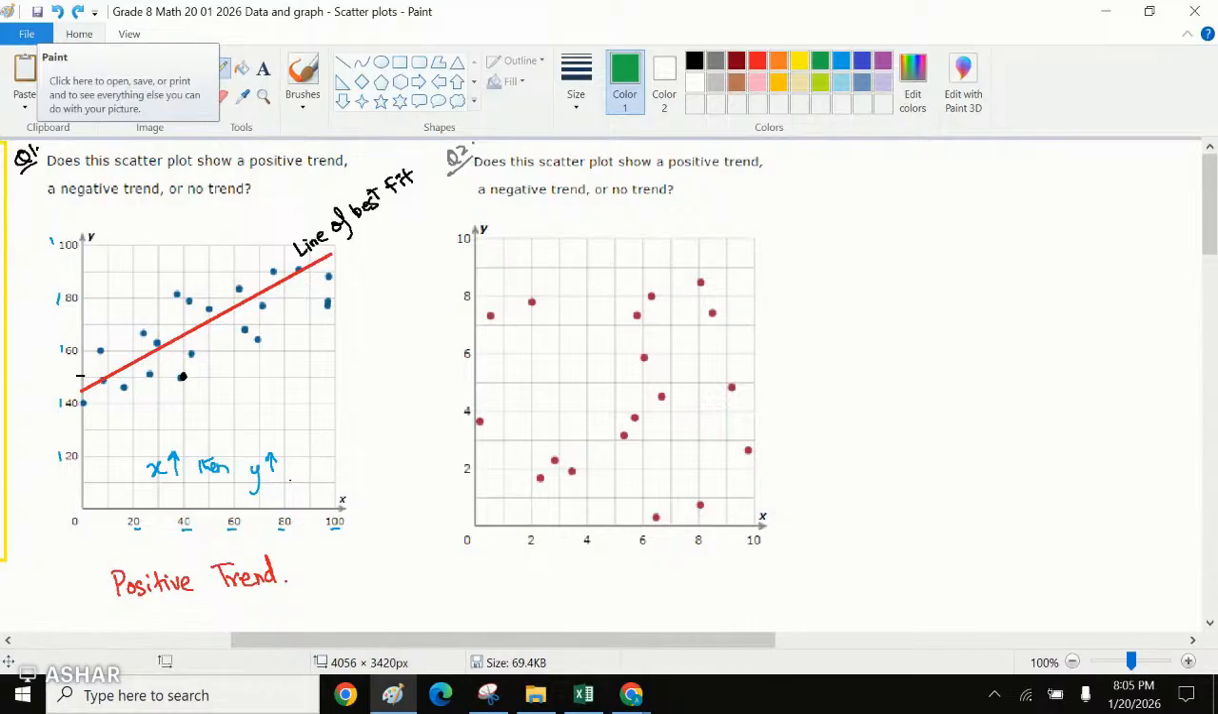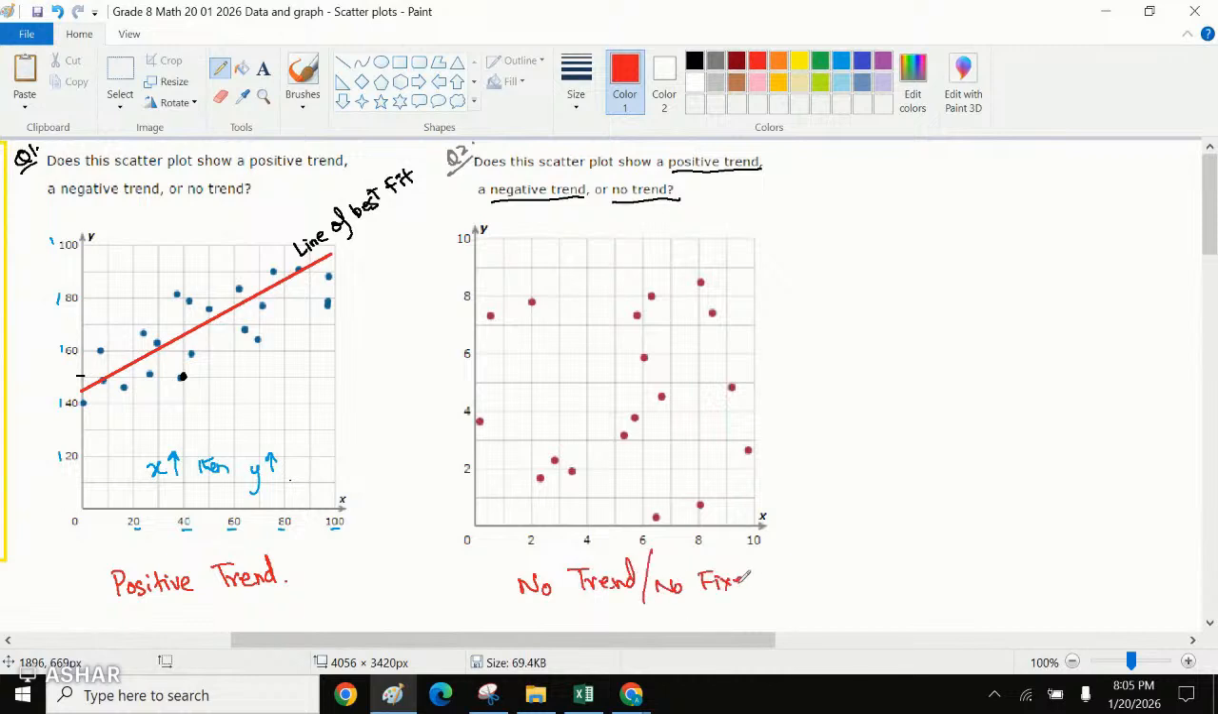That means if it's not a positive trend, it's not a negative trend, that means it does not have a pattern. We say no trend or no fixed pattern. Okay, that means all the data that was collected was random data, not based on any particular findings, right? So we cannot have a line of best fit when there is no trend, because the data is scattered throughout the grid. Do we agree on that?